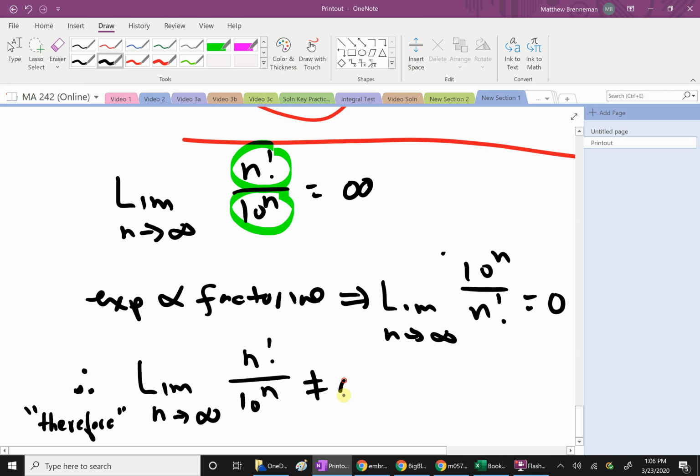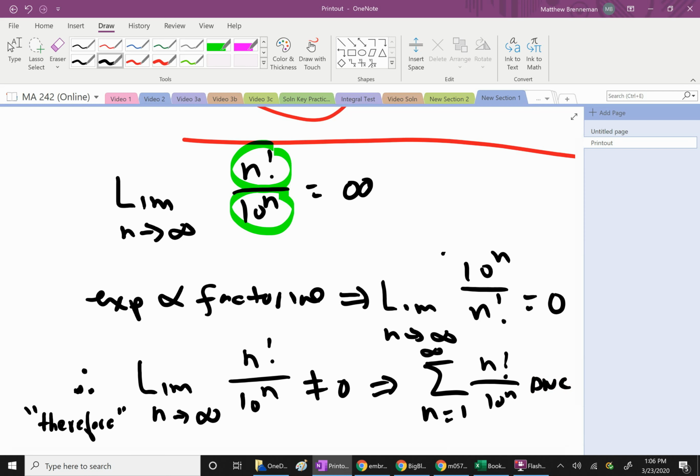So this limit is not equal to 0, which implies by the test for non-convergence that our infinite series does not converge. This is why it's so important to try the test for non-convergence. Now, first of all, so everyone understands what happened here.